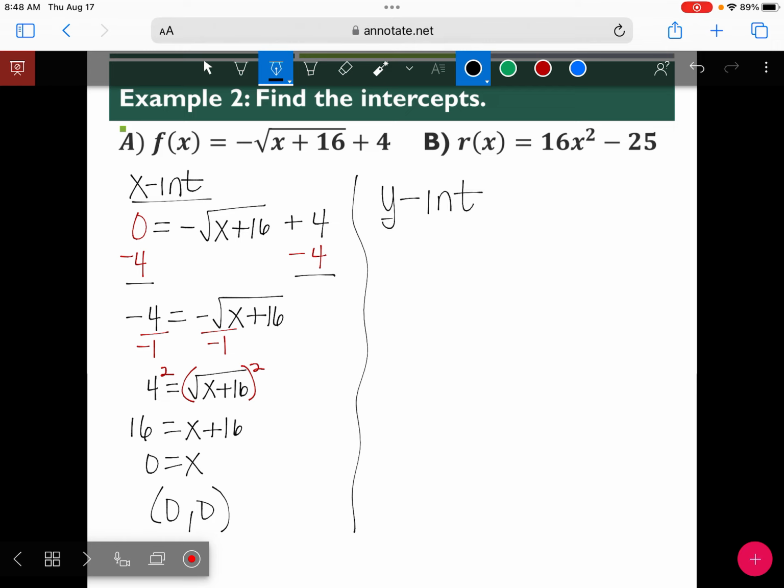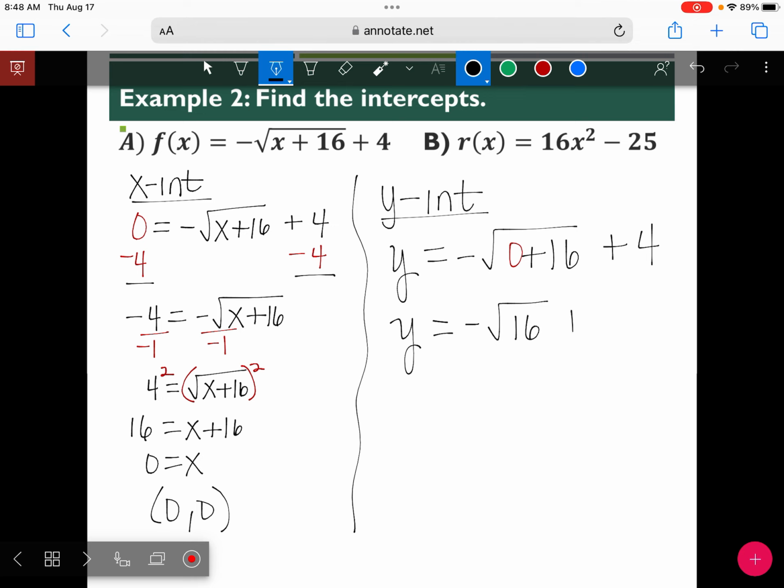So to find our y-intercept, I have y equals negative, and then it's a 0 plus 16 plus 4. And that becomes y equals negative square root of 16 plus 4. The square root of 16, we're looking for the principal root, would be 4, so that becomes a negative 4. And again, we do get y equals 0. So for question A, both the x and y intercepts are at 0.